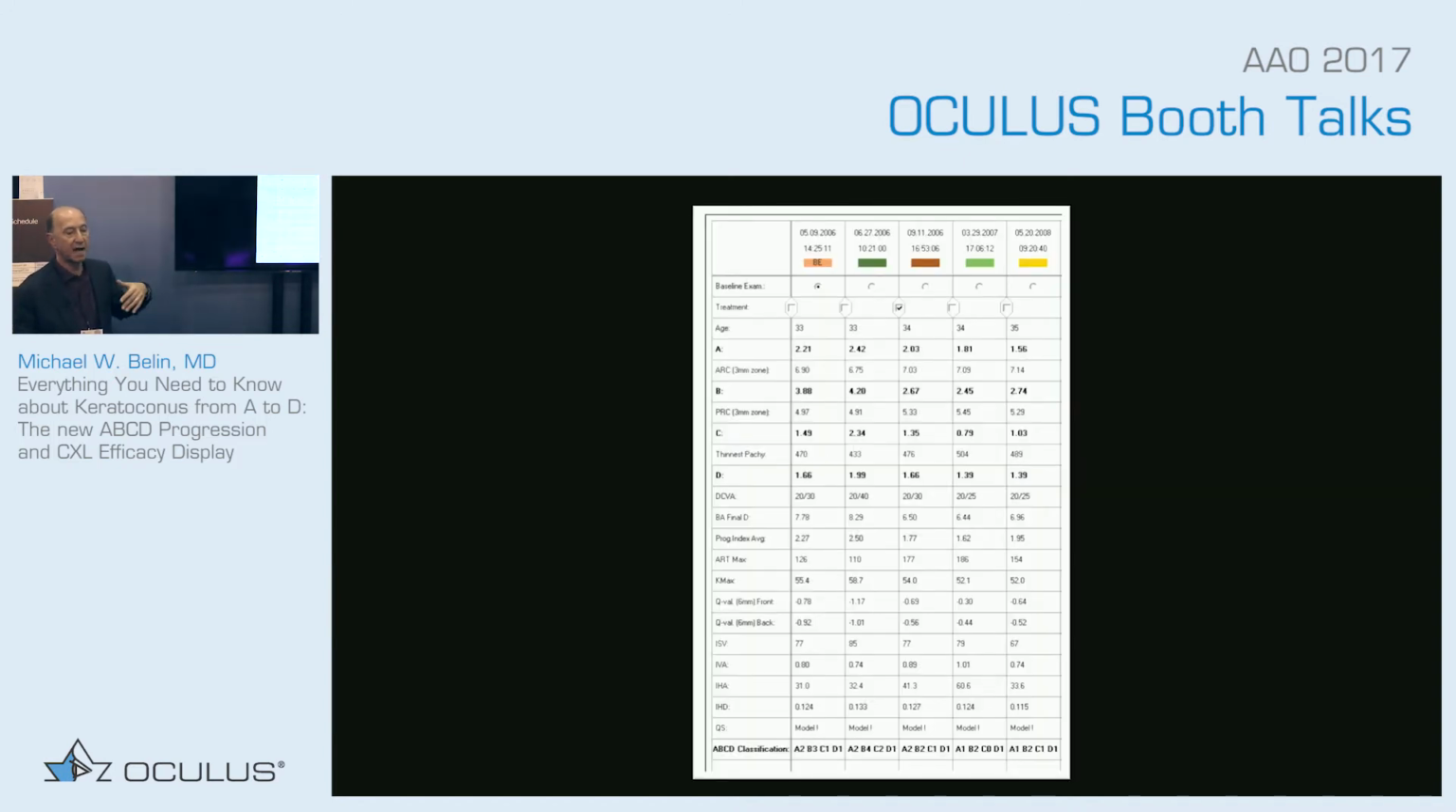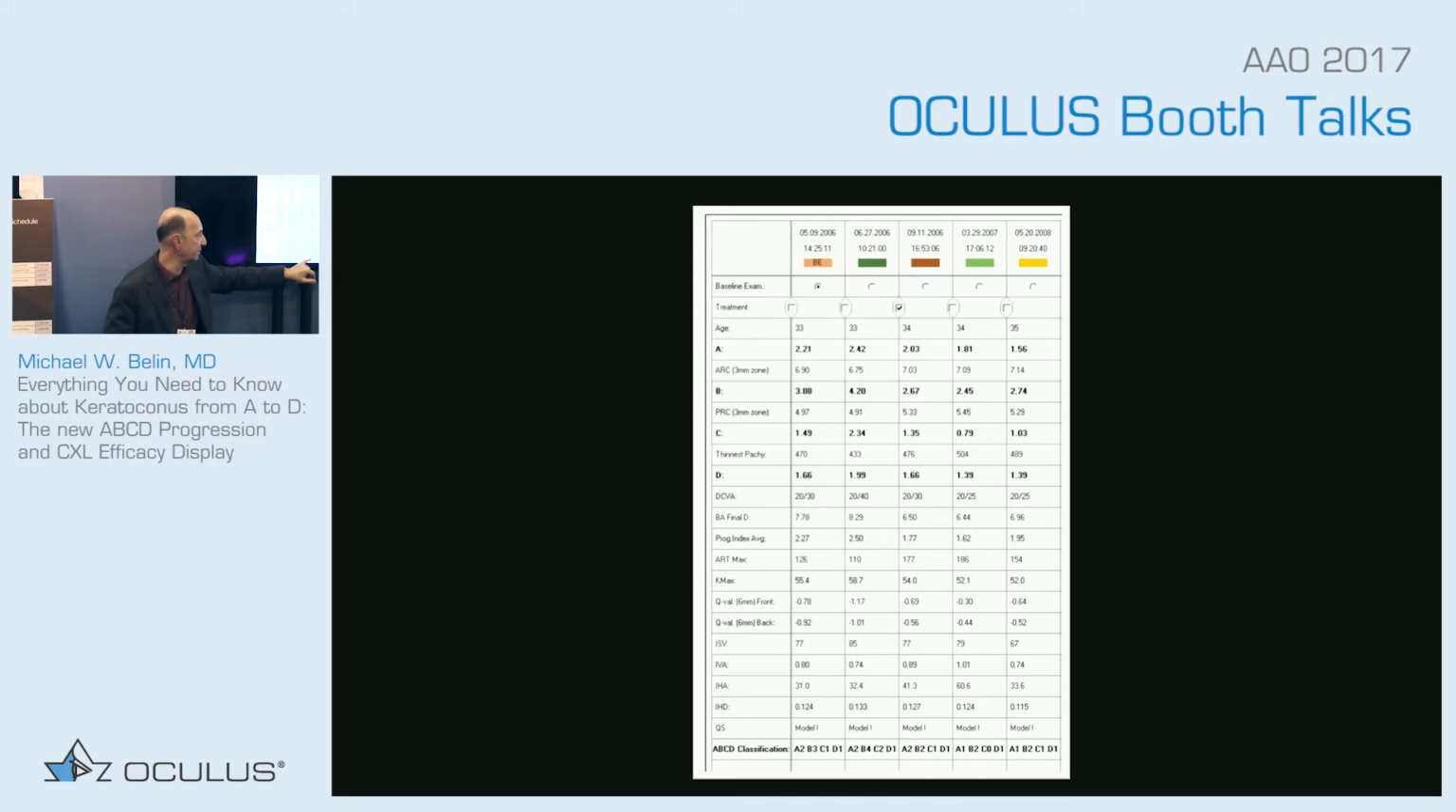To the right of it, not graphically, we also list almost every parameter people have ever used for progression, just in case you want to follow them. So again, it's age, the A, B, C, D, distance visual acuity, the final D, progression, ART max, K max, the 2 different Q values, and then a bunch of anterior parameters. So again, you can utilize it.